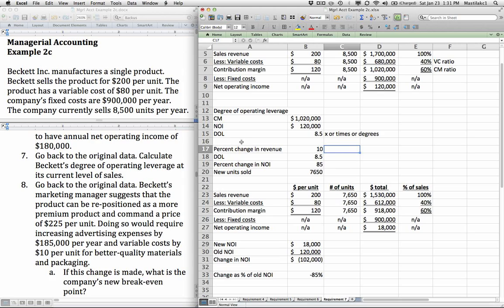So that's degree of operating leverage. The particular formula, as I said, is contribution margin divided by net operating income. And it's a little bit obscure how it works, but the fact is it does tell you something useful about how risky or how much upside you have based on how much your costs are fixed versus variable. So that's requirement 7, degree of operating leverage.